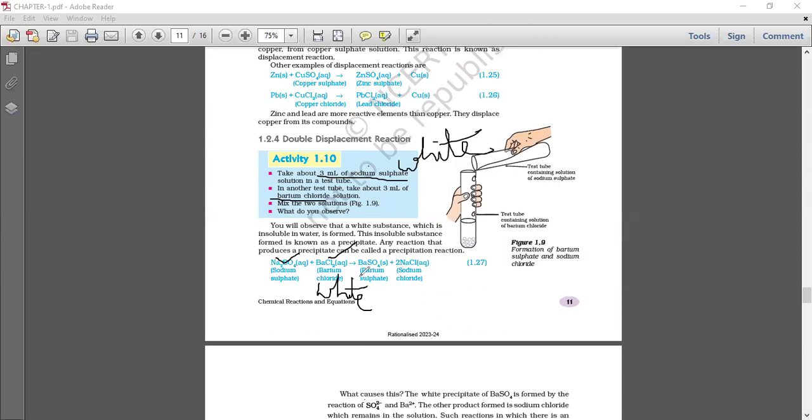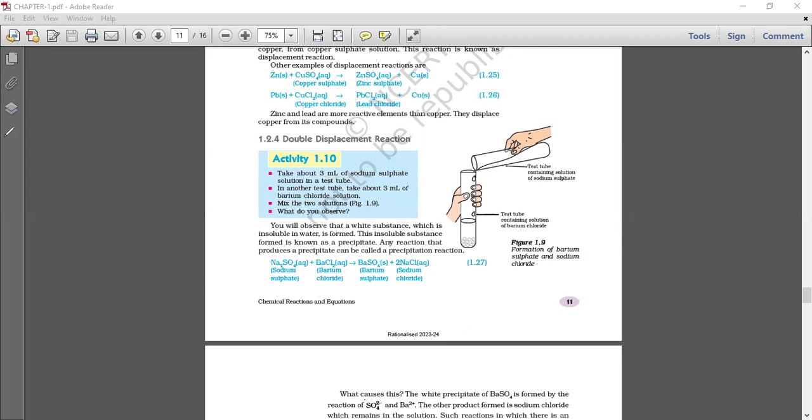If you do this activity, here if you observe, sodium and sulfur oxygen, and barium chloride. Barium displaced sodium, and barium formed barium sulfate, and sodium reacted with chlorine and formed sodium chloride salt. How many elements got displaced here? Two. So this is an example of double displacement reaction.